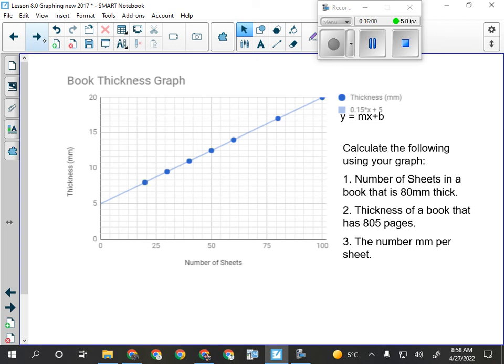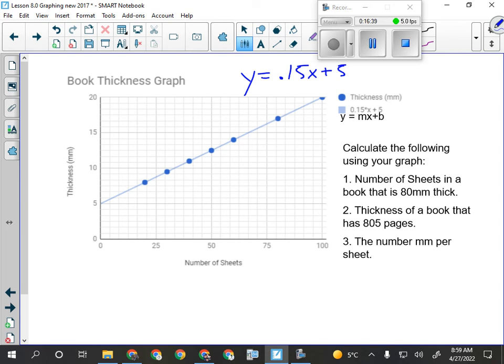Okay, how many people have calculated stuff for a line graph using y equals mx plus b? How many people have taken Math 10? If you've taken Math 10, you've done this, whether you remember it or not. When Google Sheets spits out its little equation at the top of our graph, it's saying that for this graph, y equals 0.15 times x plus 5, or y equals m times x plus b.